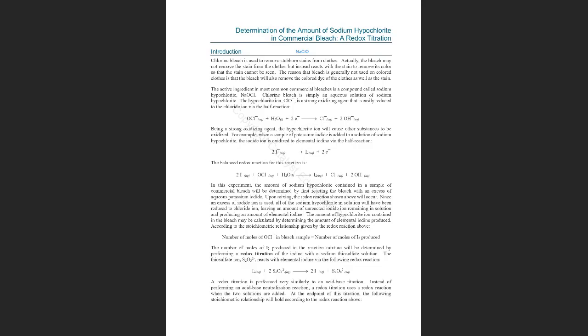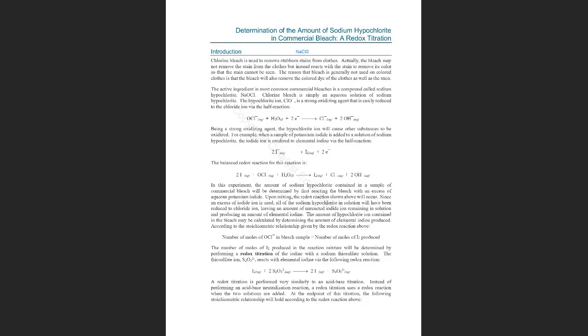You have already done many titrations in this course. So the only difference between a redox titration and an acid-base titration is that in redox titrations, there is a redox reaction between the titrant and the analyte instead of an acid-base neutralization reaction. So we will actually perform two redox titrations in this experiment.